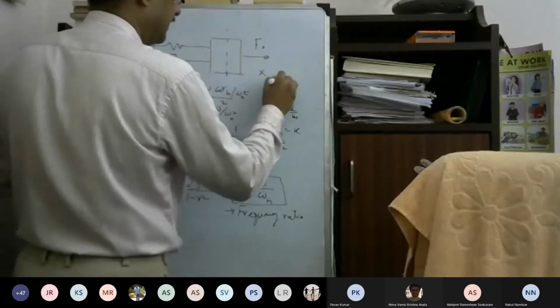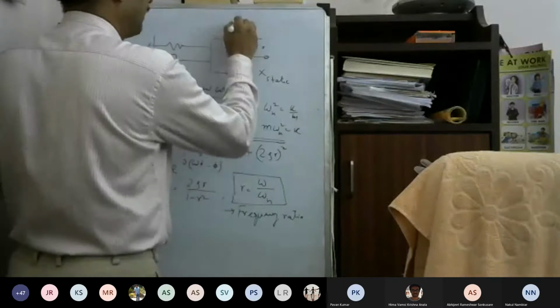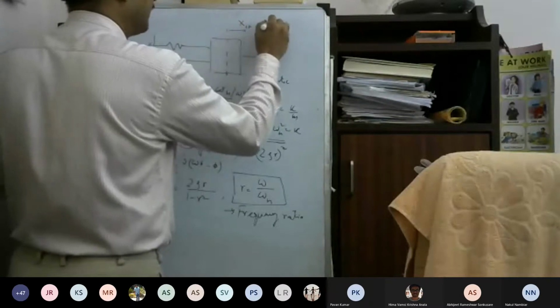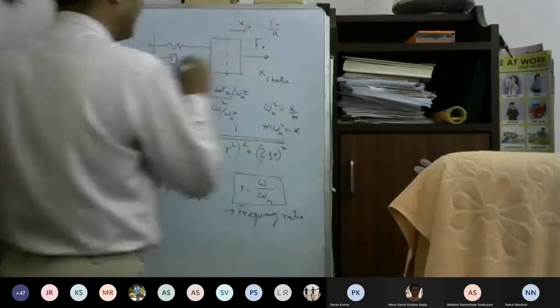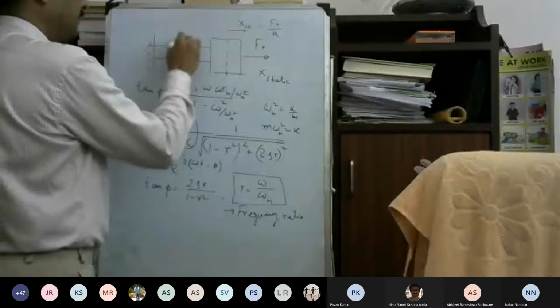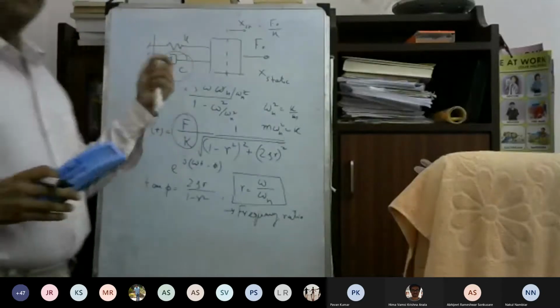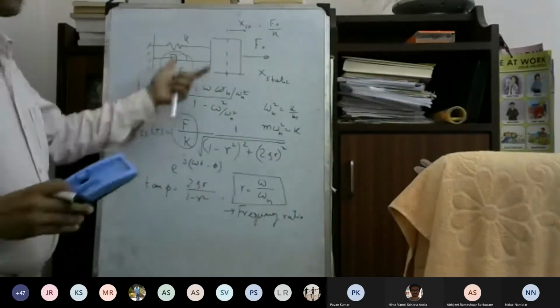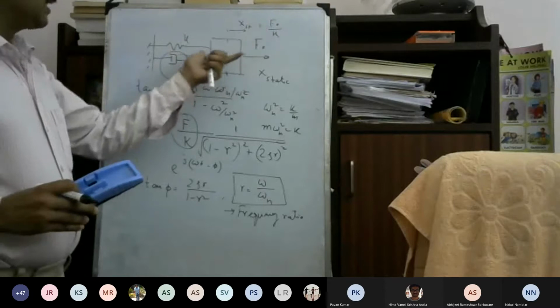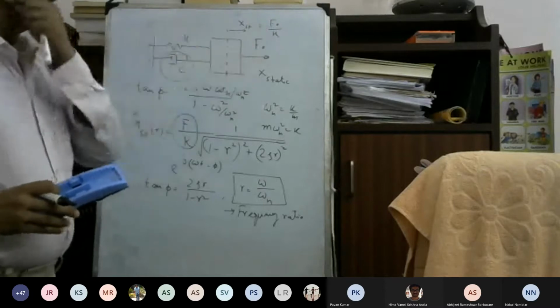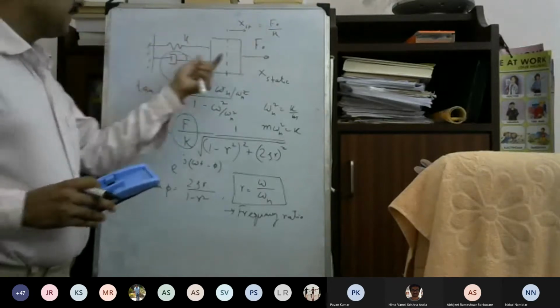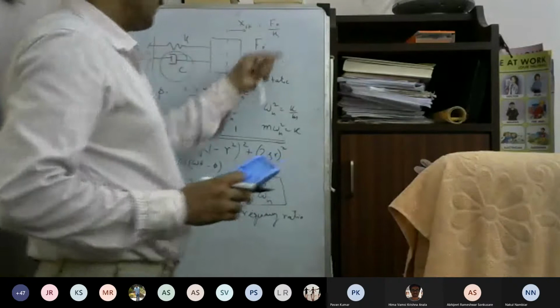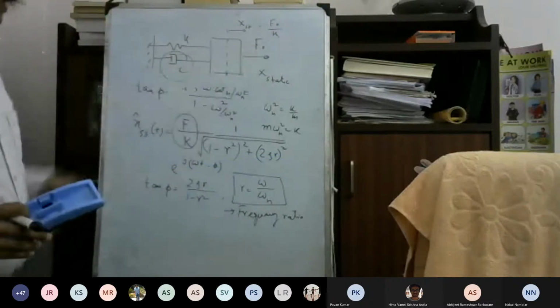So x static, it will move by an amount x static, and that will be equal to F naught by k. This damper will not contribute anything because it is static. Damper will contribute when there is a motion. So this is the equilibrium displacement, I mean the displacement at the equilibrium position when a constant force F naught is applied.